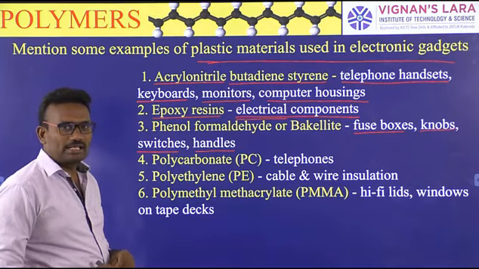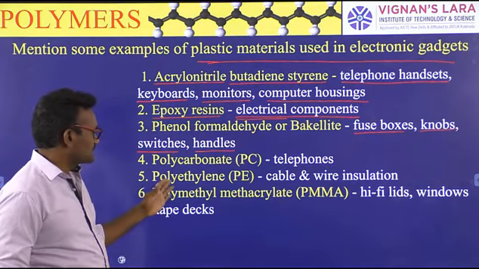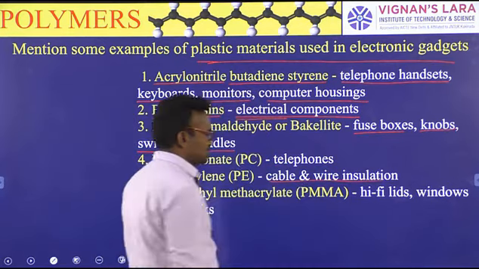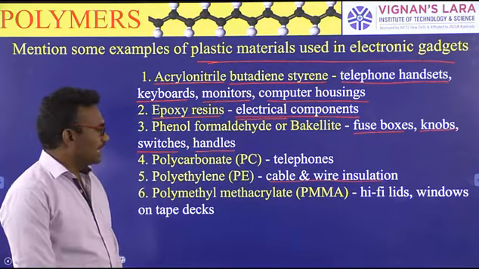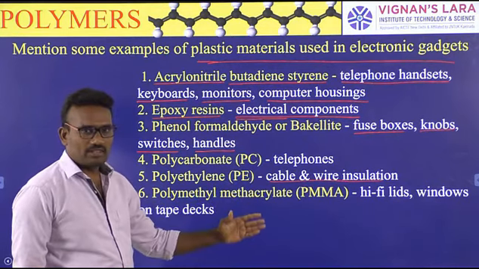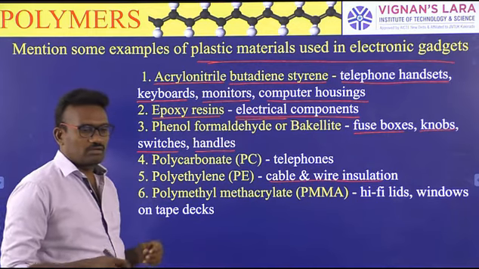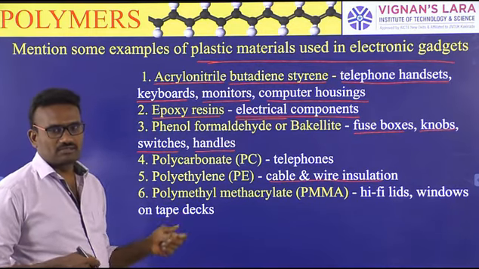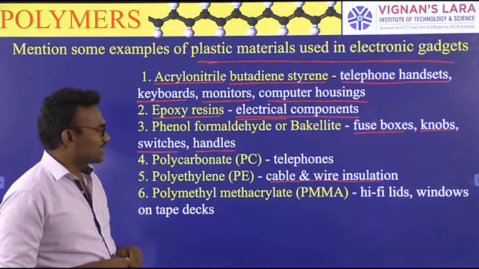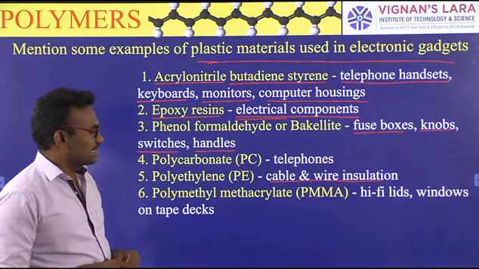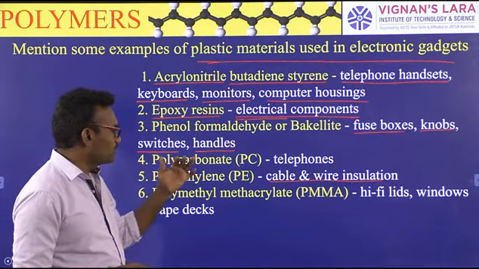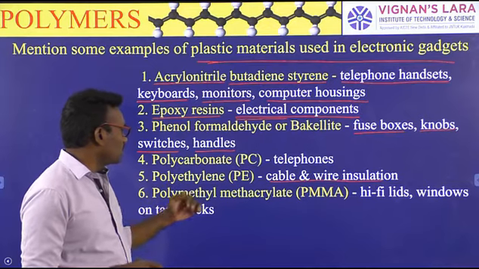Polyethylene. Polyethylene is used for cables and wire insulation, like cable wire and current wire, long wires that pass current, dish wires, and so on. Any wire or cable is prepared with polyethylene.